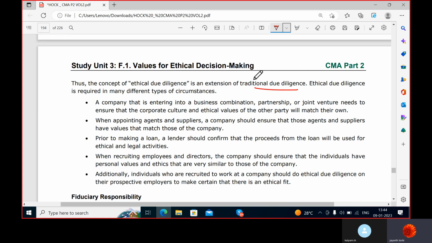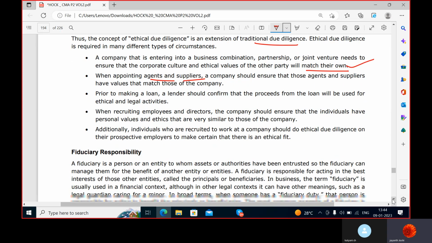So, ethical due diligence is required in many different types of circumstances. A company that is entering into a business combination, partnership, or joint venture needs to ensure that the corporate culture and ethical values of the other party will match their own. Of course, when appointing agents and suppliers, they should first do the ground check, background verification, everything for that person before establishing any business relationship with them. Prior to making a loan, the lender should check the creditworthiness of the customer.